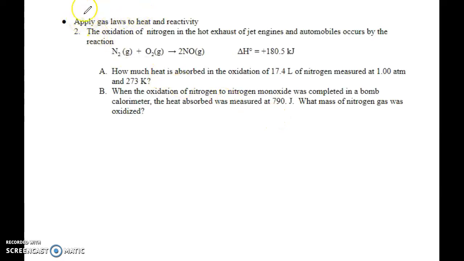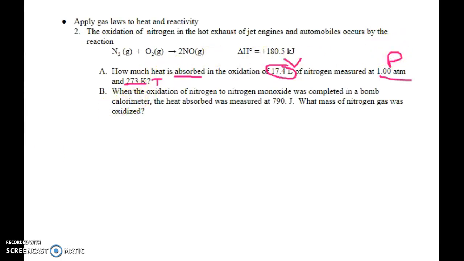The next type of problem applies gas laws to heat and reactivity. So we're going to have an equation this time. So the oxidation of nitrogen in the hot exhaust of jet engines and automobiles occurs by the reaction N2 plus O2 yields 2NO with the delta H value of positive 180.5 kilojoules. That's an endothermic reaction. So how much heat is absorbed in the oxidation of 17.4 liters of nitrogen at 1 atm and 273 K? So again, I've got volume, I have pressure, and I have temperature.